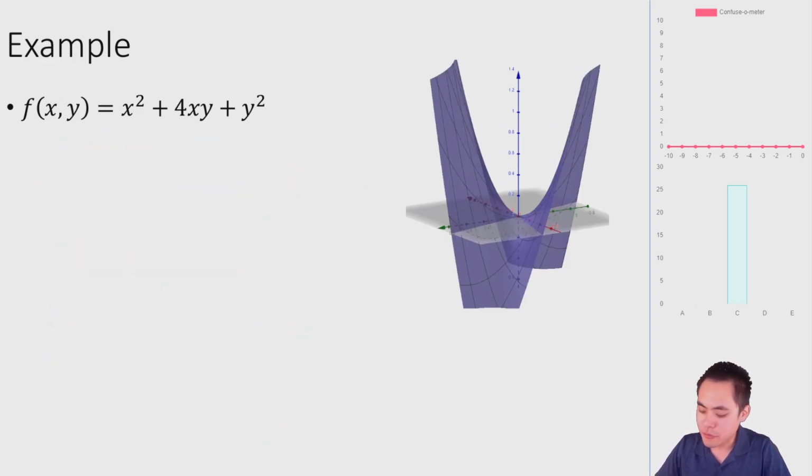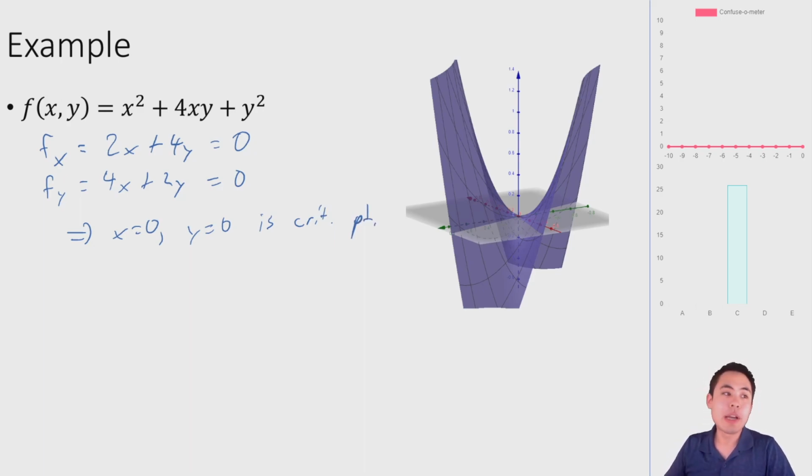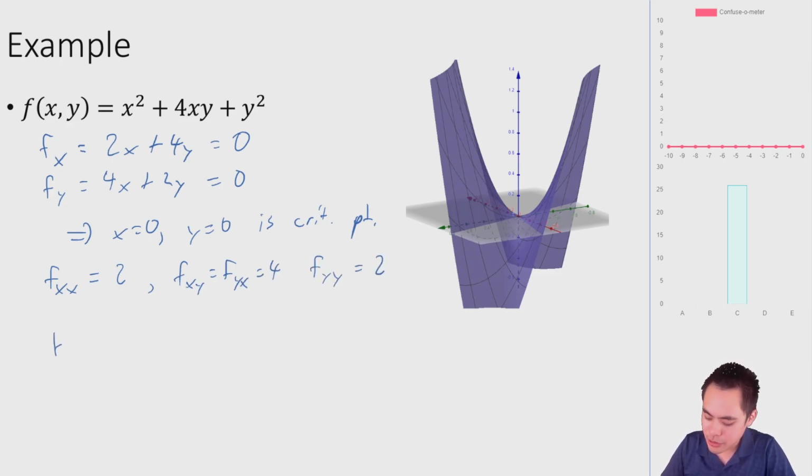So again, the first thing we do is we find the critical points. So f_x is equal to 2x plus 4y. f_y is equal to 4x plus 2y. These are both set equal to 0, so that implies x equals 0, y equals 0 is the critical point. And so now that you have these critical points, you take f_xx is equal to 2, f_xy is equal to f_yx is equal to 4, f_yy is equal to 2, and therefore your Hessian matrix at (0,0) is equal to [2, 4; 4, 2].